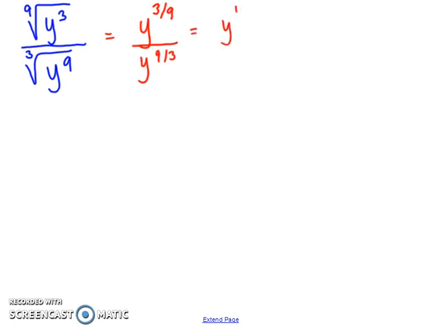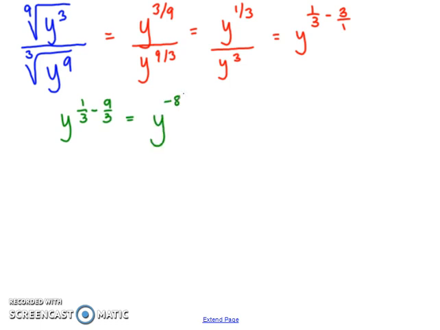So this becomes y to the 1/3 on the top, and on the bottom we have y to the 3rd. Now since our bases are the same, we can subtract our exponents. So 1/3 minus 3. Since 3 is a whole number, it's like 3 over 1, and we still need common denominators. So this is going to become y to the 1/3 minus 9/3. And we get y to the negative 8/3.